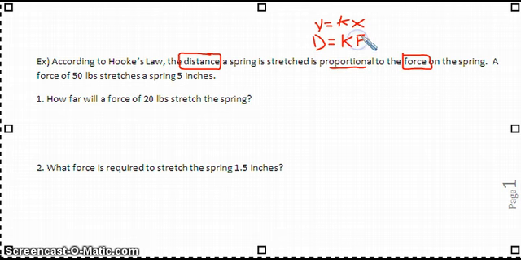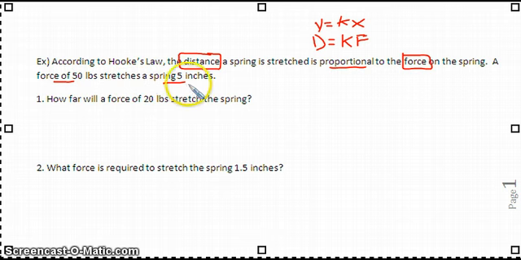Take the time to change the variables because when you start to plug things in, a force of 50 and the distance is 5, you know exactly where to put them. But if you have them left as y's and x's, you may not necessarily know where to plug these into your formula. So please take the time to write the variables as a d and an f instead of a y and an x. So it says that a force of 50 pounds stretches a spring 5 inches.